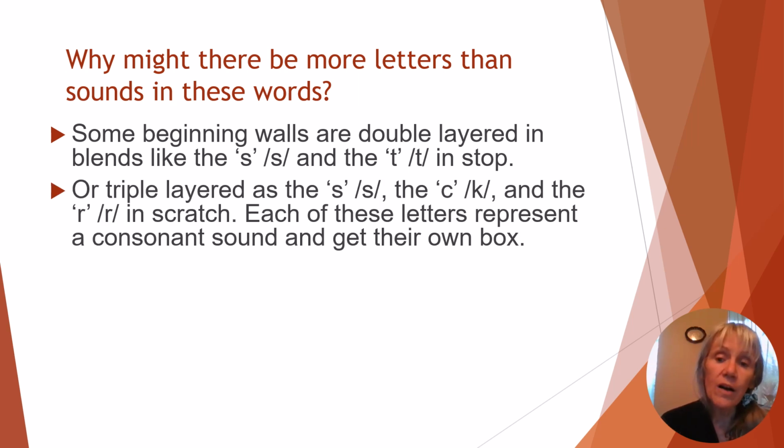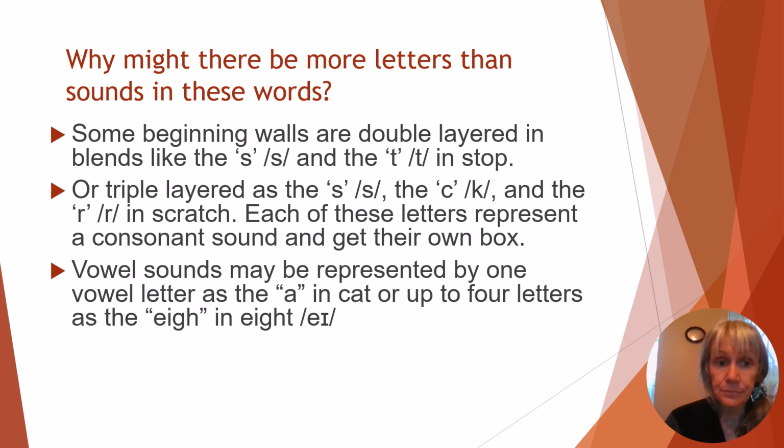Or the walls at the beginning of a word part can be tripled, as in this one: the s sound represented by the S, the k sound represented by the C, and the R being represented by the R in "scratch". So we have SCR, 3 different graphemes at the beginning of our word part. Each of these letters represents a consonant sound and gets its own box.